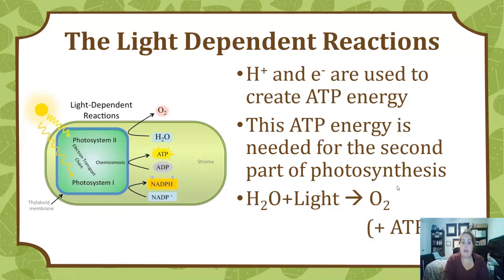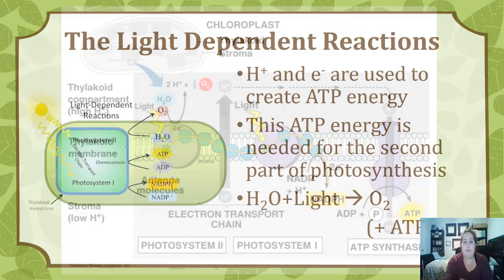The hydrogen and the electrons are then used to make ATP energy. This ATP energy is needed for part 2, the second reactions for photosynthesis. So we've essentially taken energy from the sun and converted it into chemical energy in the form of ATP. So if you look at our bottom bullet point here, we needed water, we needed light, and we made oxygen and ATP and hydrogen. These are going to get used up in the next part.